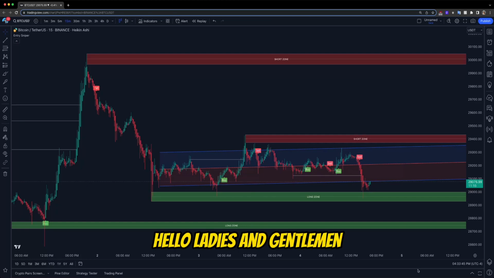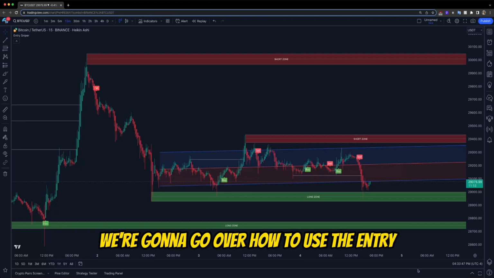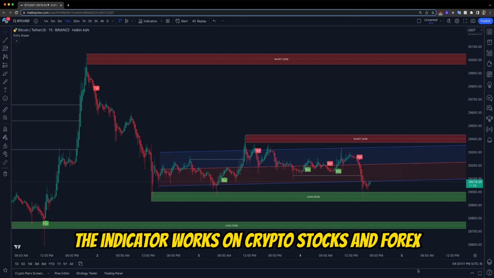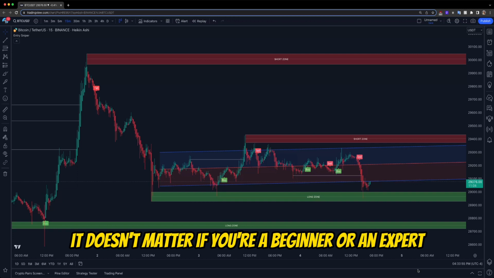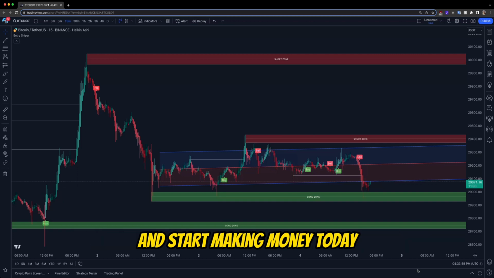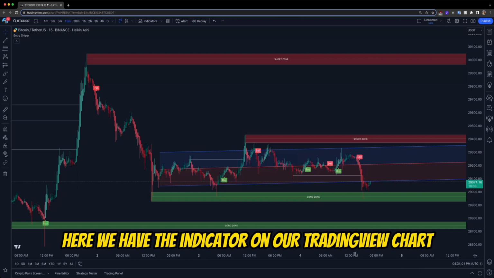Hello ladies and gentlemen, in this video we're going to go over how to use the Entry Sniper trading indicator. This indicator works on crypto, stocks, and forex. It doesn't matter if you're a beginner or an expert, anyone can take advantage of this indicator and start making money today. Here we have the indicator on our TradingView chart.